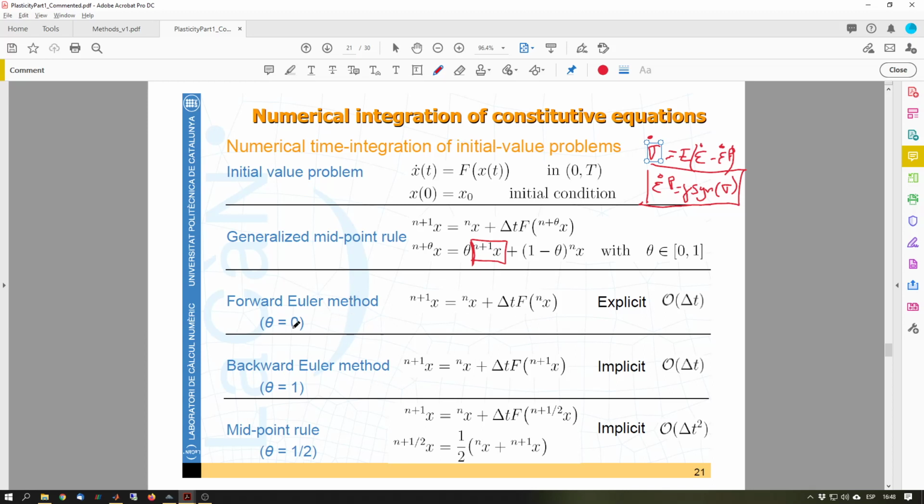Then we have forward Euler, which means theta equals 0, so things are moving forwards according to the derivatives. This is equivalent to x_{n+1} minus x_n divided by delta t equals f evaluated at n. Here is the same thing backward, but with things evaluated at n plus 1. And the midpoint rule is theta equals 1/2, so things are evaluated at n plus 1/2.